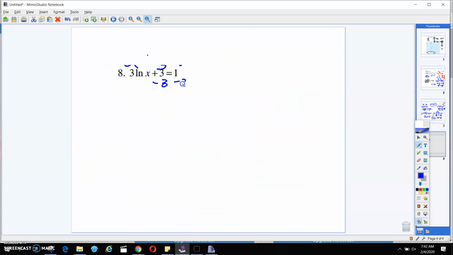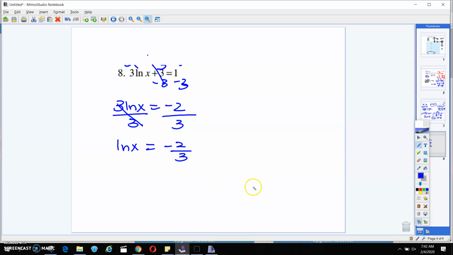So subtract 3. That's going to give me 3 ln of x equals negative 2. Okay. You're going to divide by 3 on both sides. So that's going to give me ln of x equals negative 2/3. Now, how do you get rid of that ln? Okay, so we're going to raise e on both sides. So this will cancel out, and x will be e to the negative 2/3 power.